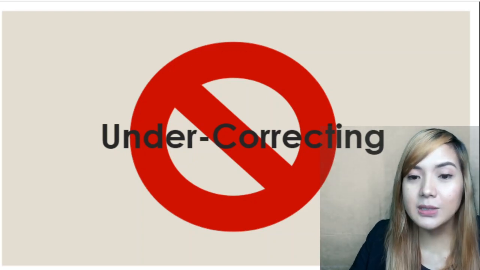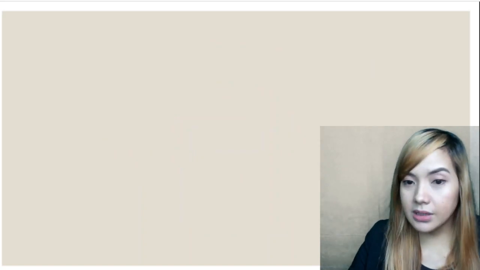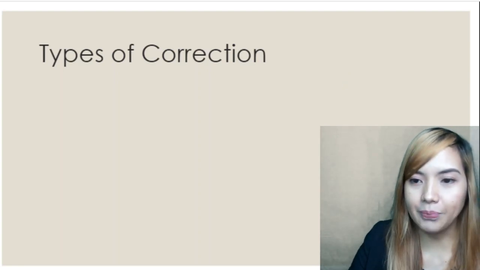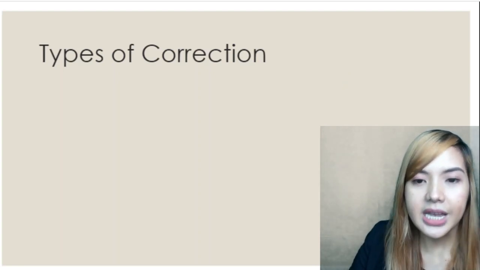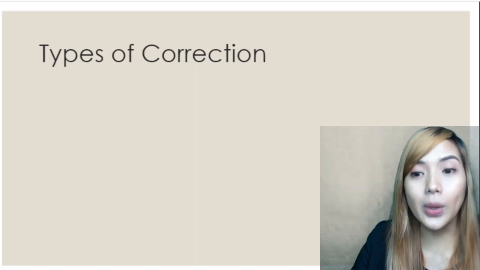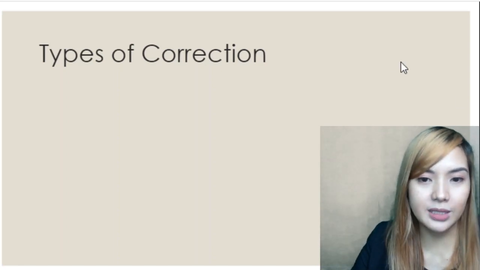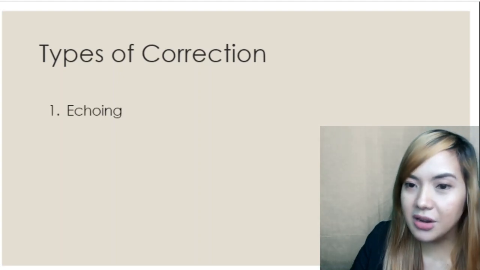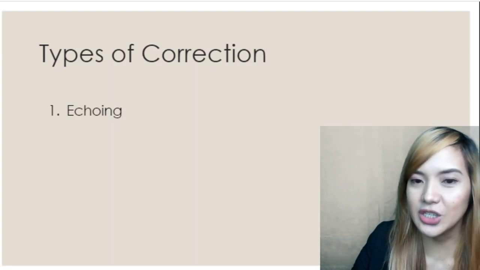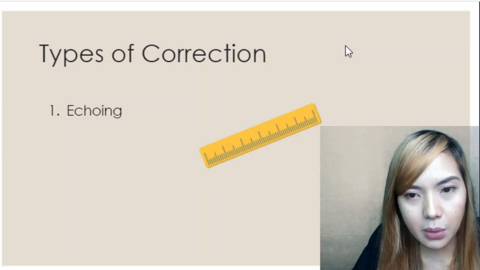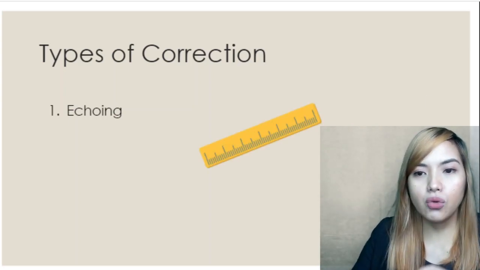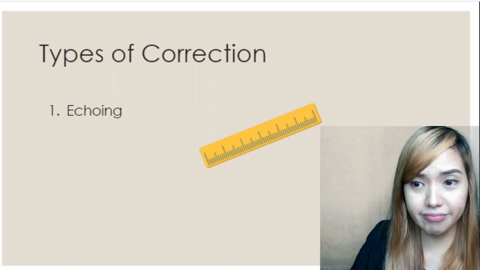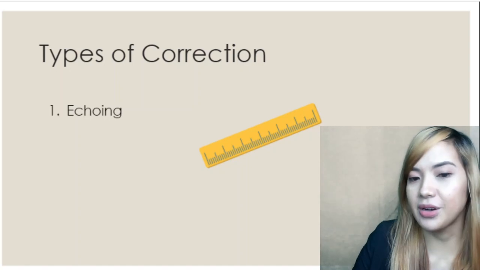There are several types of correction. It is up to the teacher to decide which type will best support student learning. Always consider the age, level, and even personality of the student when deciding which type to use. You can do echoing. The teacher repeats the student's error, hoping the student will catch it and make corrections. For example, if you show a ruler, the student says, rubber. We simply echo, rubber, cueing the student that there is an error.